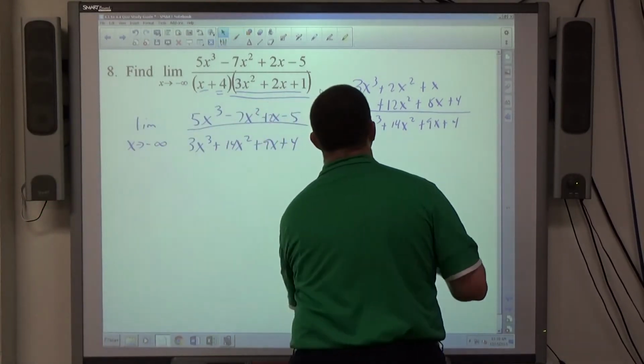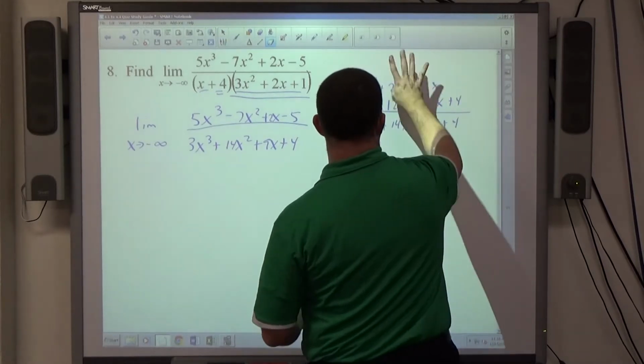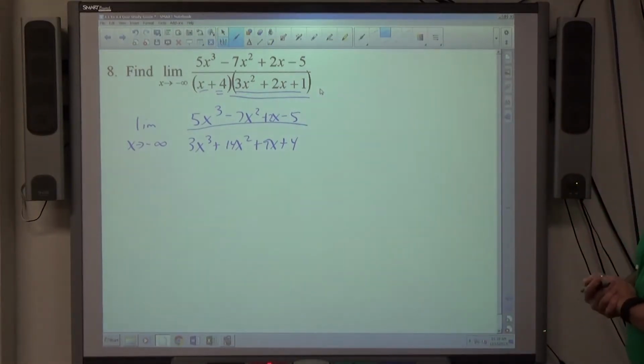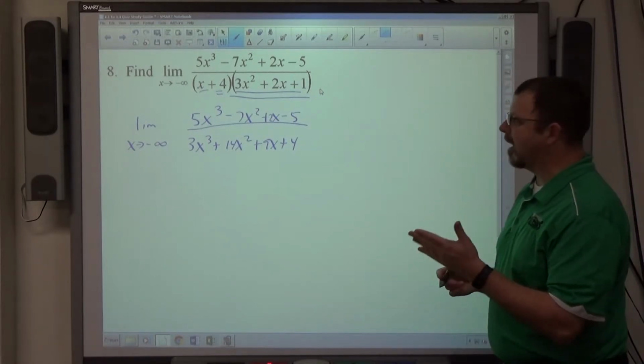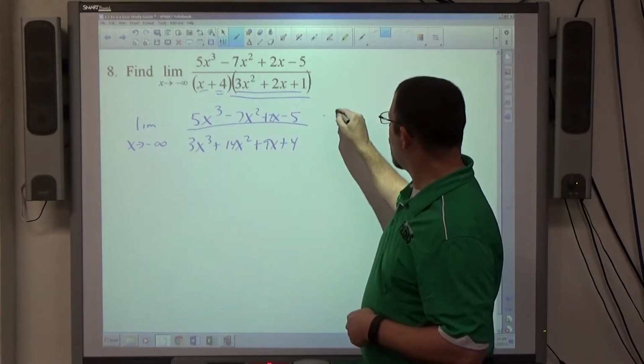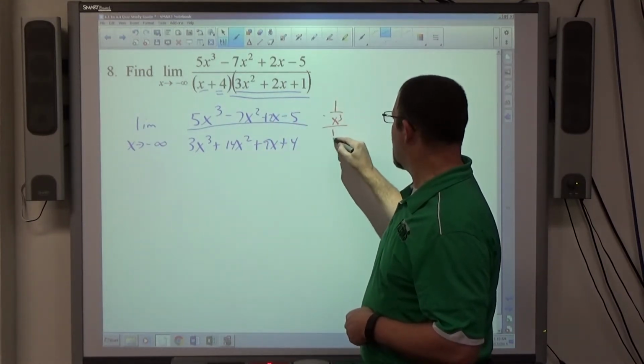Okay, so again, completely simplify the top and the bottom. That might be scratch work somewhere out of the way. Then you're looking at a rational structure. You want to get the highest power of x established in the entire problem, which is x cubed. 1 over x cubed is the magic thing that's going to help us get the answer.